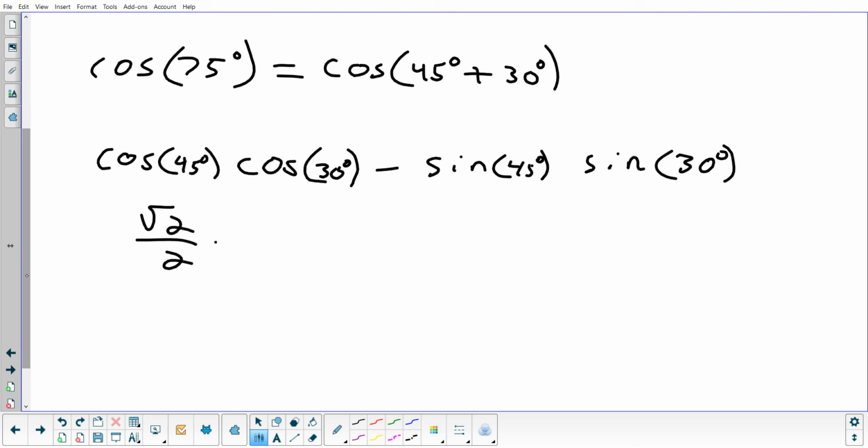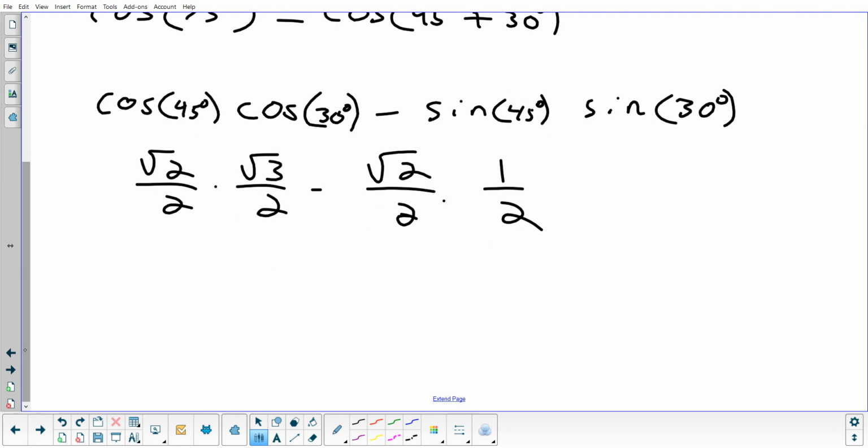How about the cosine of 30? What was that one? Yep, Eli? Square root 3 over 2. Square root of 3 over 2. How about the sine of 45? Jack? Square root 2 over 2. Good. Square root of 2 over 2. And the sine of 30 is 1/2.